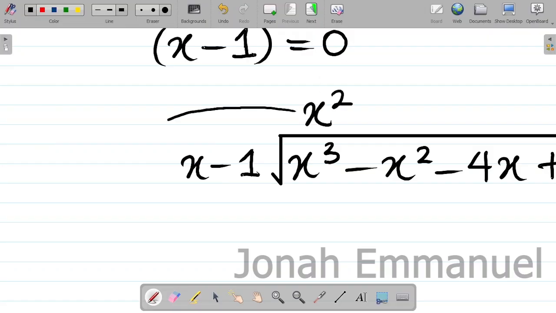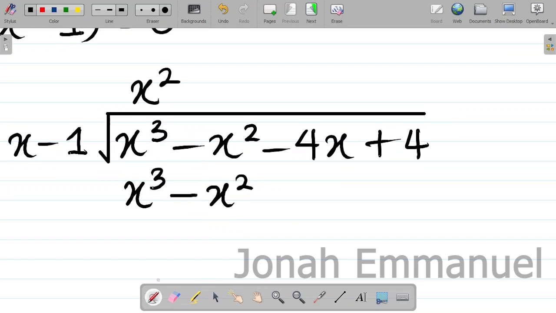Use x squared to multiply everything you have here. So it becomes x squared times the first term. That's x squared times x, which is the first term. X squared times x gives you x cubed. Use x squared to multiply the second term there, which is x squared times minus 1, and that will give you minus x squared. Okay. Now solve this. What do you have here?